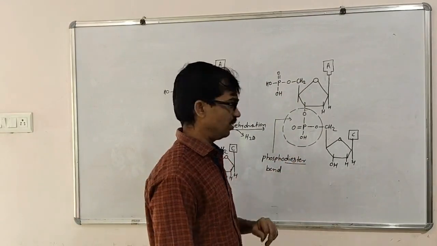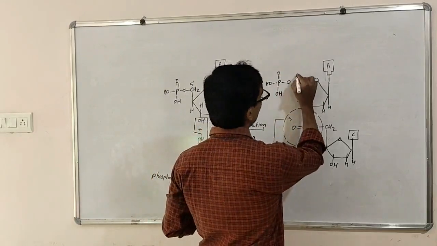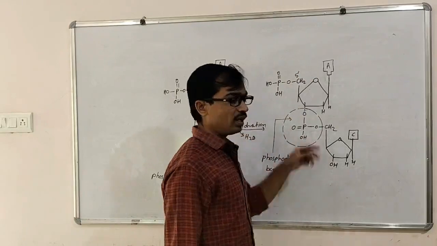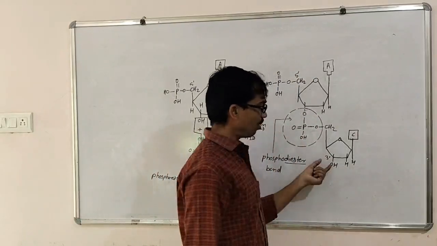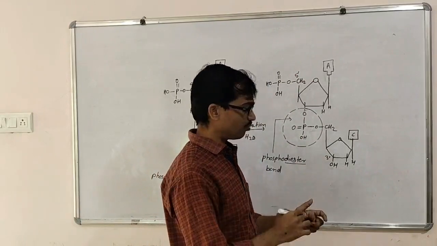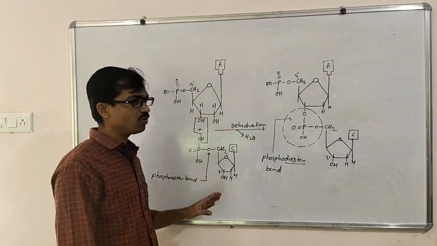deoxyribonucleic acid. तो इस तरीके से 5' end first nucleotide का हमेशा free रहता है in a polynucleotide chain, and the 3' hydroxyl group of the last nucleotide is always free in the polynucleotide chain. This is how a polynucleotide chain forms.